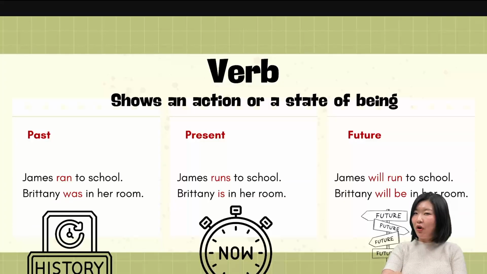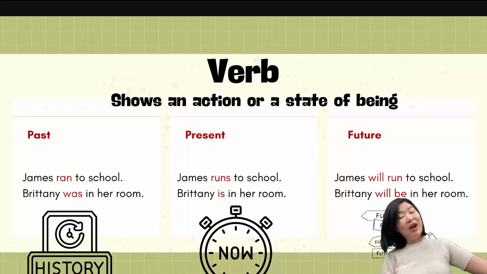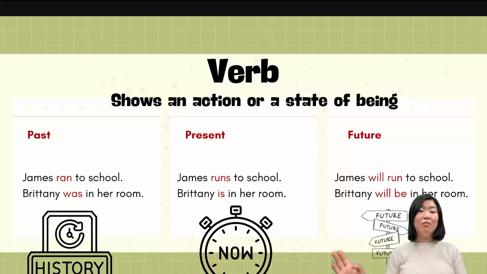Second, what is a verb? A verb shows an action or a state of being. There are different types of verbs. We will learn in more detail later in our lessons. But verbs can be divided into tenses, which are past, present, and future. Let me give you an example of a past sentence. James ran to school. It means that James already ran to school, gone, might be at school. Brittany was in her room. She was in her room, so we don't know whether she's in her room now.